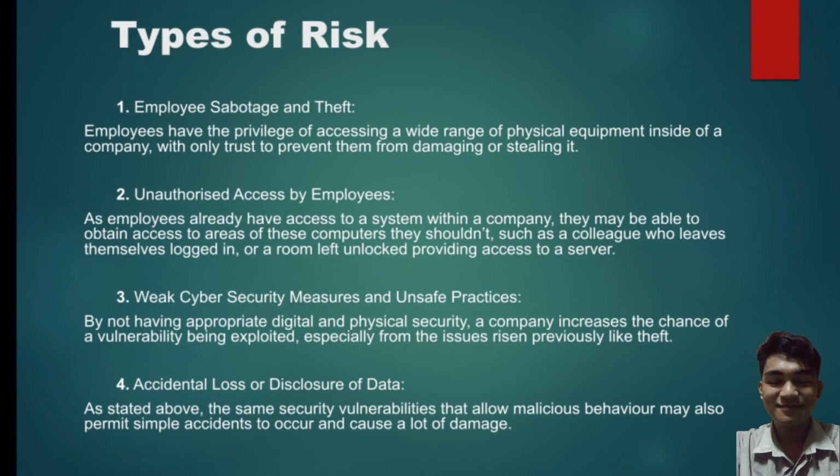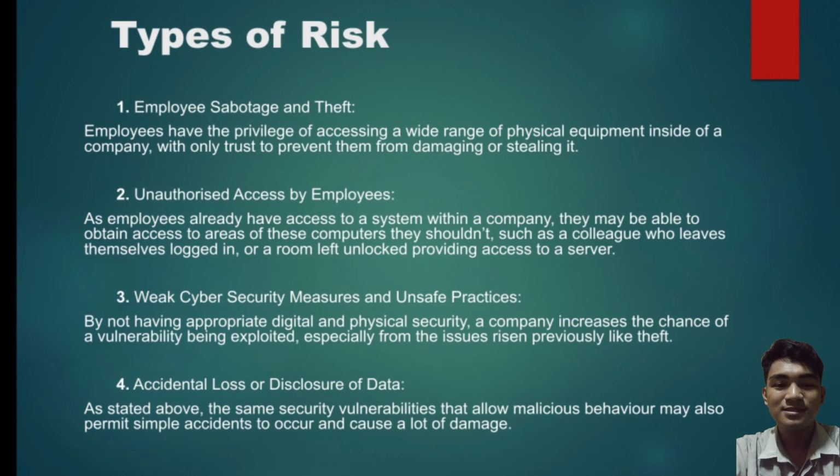Types of risk. Number 1. Employee sabotage and theft. Employees have the privilege of accessing a wide range of physical equipment inside a company, with only trust to prevent them from damaging or stealing it. Number 2. Unauthorized access by employees. As employees already have access to a system within a company, they may be able to obtain access to areas of these computers they shouldn't, such as a colleague who leaves themselves logged in or a room left unlocked providing access to a server.